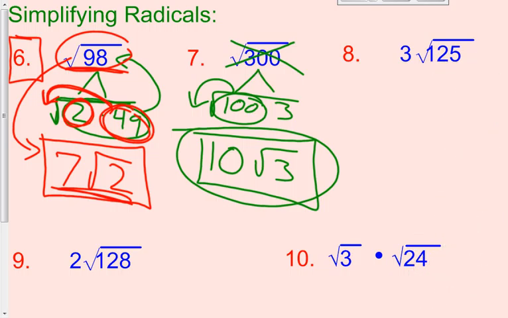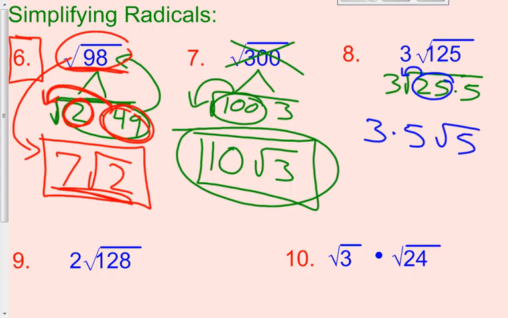All right, looking at number 8. This one was slightly tricky. 3 times the square root of 125 is the same thing as 25 multiplied by 5. 25 is the highest squared number that goes into 125. So if that's the case, this 25 can come outside the radical. So now you have 3 times the square root of 25, which is 5, and that number times the square root of 5. So 3 times 5 times the square root of 5.